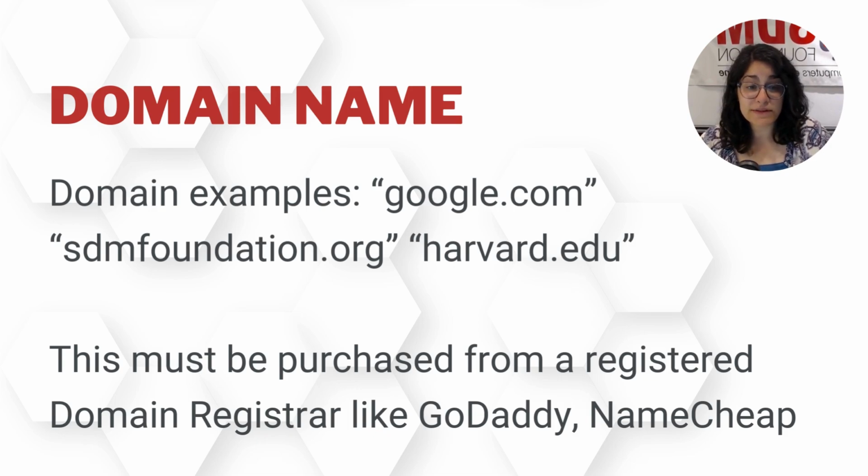Some examples of a domain name are google.com, sdmfoundation.org, harvard.edu. This is the actual text address that you put into a URL bar in a browser that says, take me to this website. So there are registered domain registrars, as they're called, that have the right to sell these sort of addresses on the internet. GoDaddy and Namecheap are some of the more commonly known ones. There are lots of them out there.